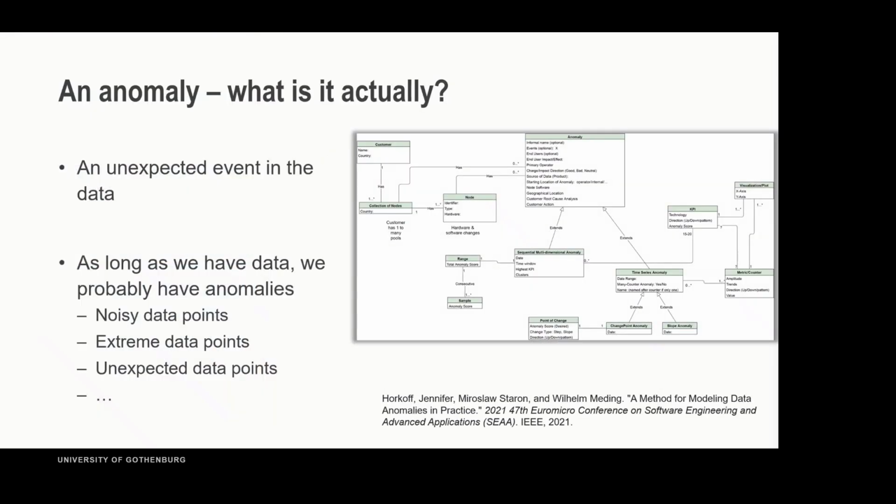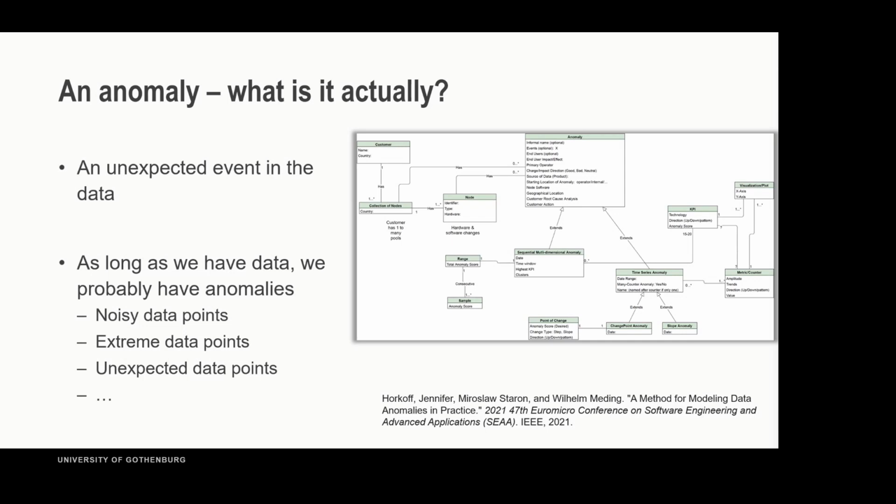Now, in past sprints, we have actually looked into the definition. What is an anomaly? What is it actually? We have done a study together with colleagues Jennifer and Wilhelm on radio networks, and we have found that even in the context of computer-generated anomalies, the number and the kinds of anomalies are of quite a large scope. There are a lot of different types of anomalies.